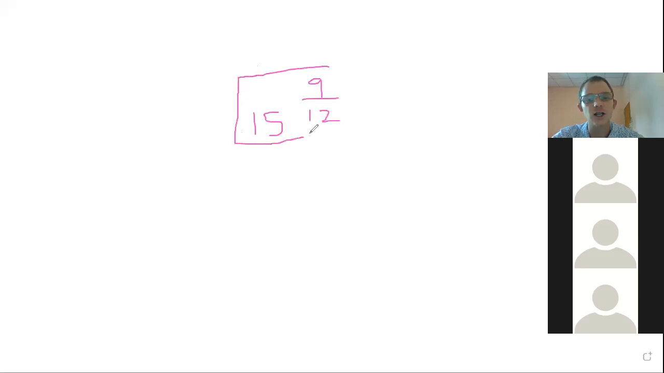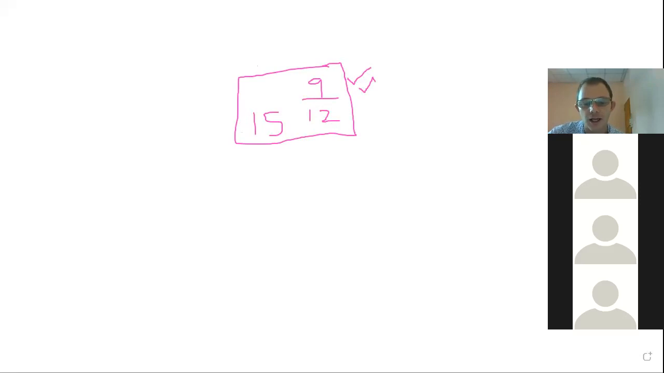If you give me an answer like this in the test, you only get 1.5 marks. You won't get your 2 marks. Why? Who can tell me why you will not get your 2 marks? Because this 9/12, this fraction, is not in its smallest form. We can still make it smaller.